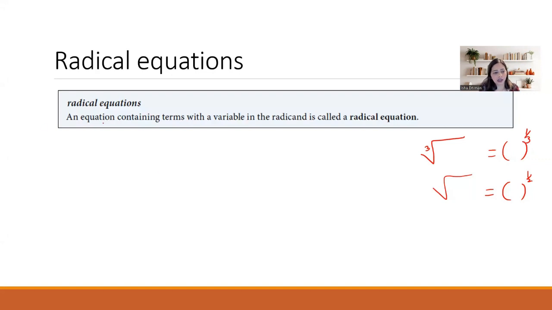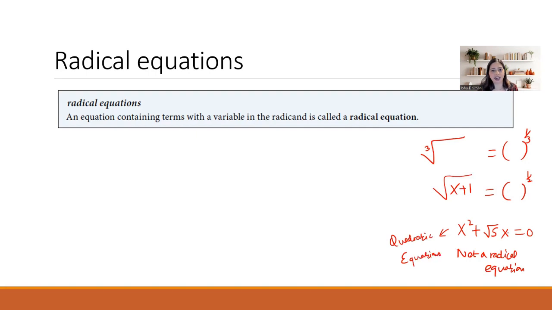So that's the definition of a radical equation: an equation containing terms with a variable in the radicand. That means there should be a variable, something about x, inside the radical. Only then you say this is a radical equation. If it is an equation like x squared plus square root of 5 x equals 0, this is not a radical equation. Why not? Although it contains a radical, look at what is inside the radical: just a number. We can solve it by the ordinary techniques we already know for quadratic equations, right? It's a quadratic equation, not a radical equation.